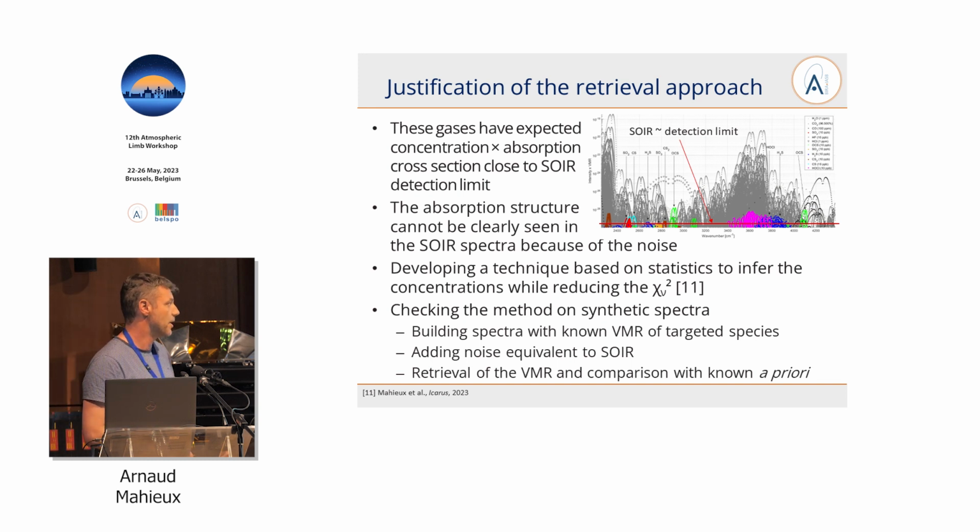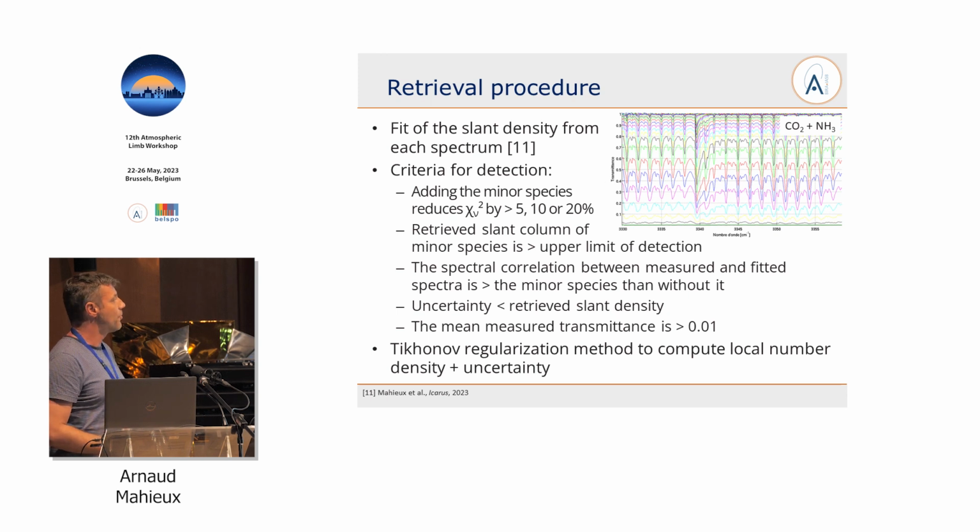Because of that, we had to design a special procedure in order to derive the concentration of those gases and try to detect them in our spectra. The technique that we are using is based on statistics. We're trying to reduce the chi-square in the spectra. I'm going to explain that in the next slide. And we checked that our method works by building synthetic spectra for which we knew the VMR of the different species that we tried to retrieve, adding noise equivalent to SWAR, and then trying to retrieve them and compare with the a priori.